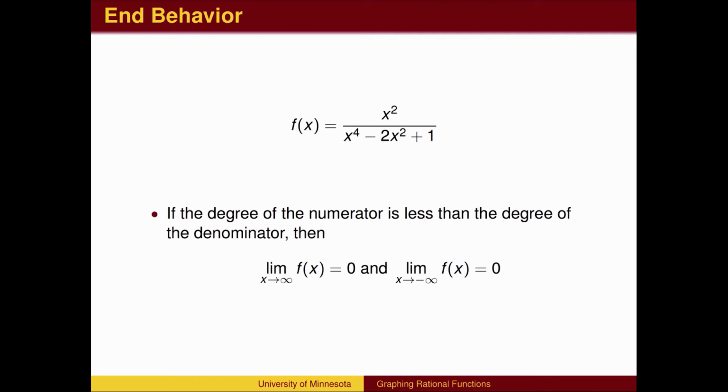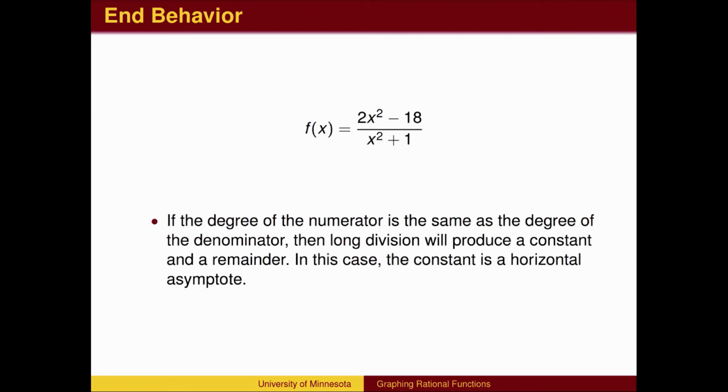If the degree of the numerator is smaller than the degree of the denominator, then when x is large, the denominator will be much larger than the numerator, and the function will tend towards 0. In other words, the graph will tend toward the x-axis as it goes to the far left and the far right. The x-axis is a horizontal asymptote. If the degree of the numerator is the same as the degree of the denominator, then perform long division to yield a constant plus a remainder. The remainder will be small when x is large, so f of x will tend toward the constant.